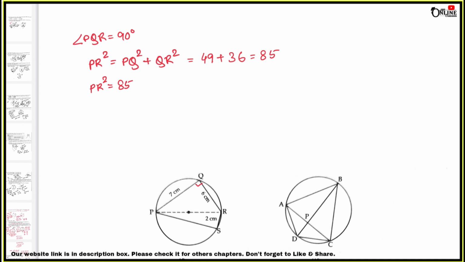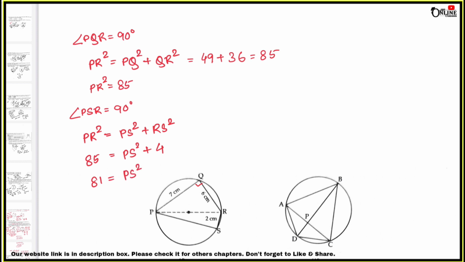Now again, angle PSR equals 90 degrees, because PR is the diameter, so another semicircle. So here PR square equals PS square plus RS square. PR square, you know the value, 85. We don't know the value of PS square, but you know RS square means 4. So 85 minus 4 is 81. Then PS square is 81, so PS equals 9.